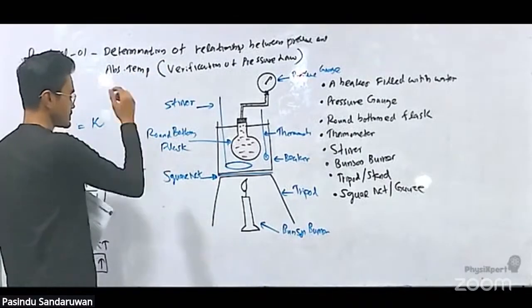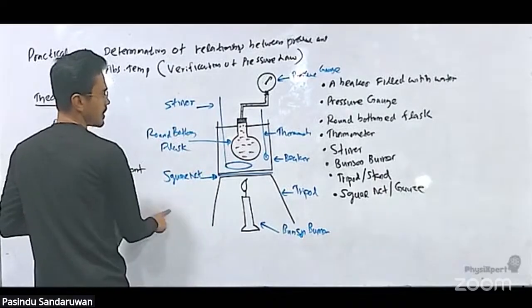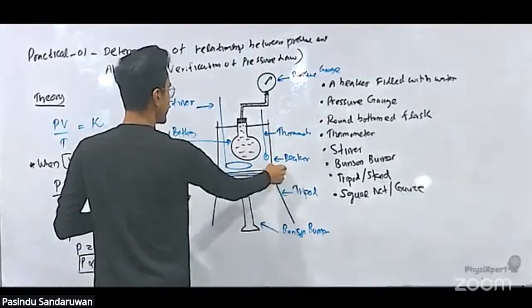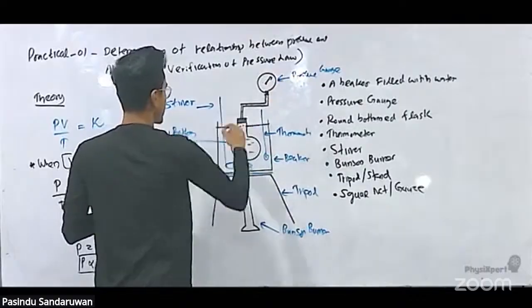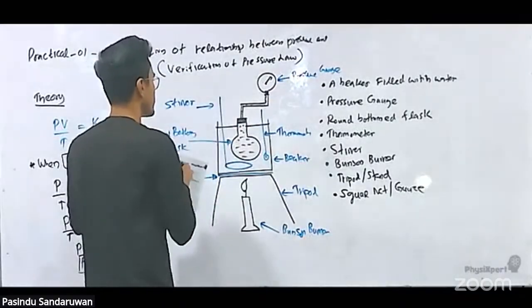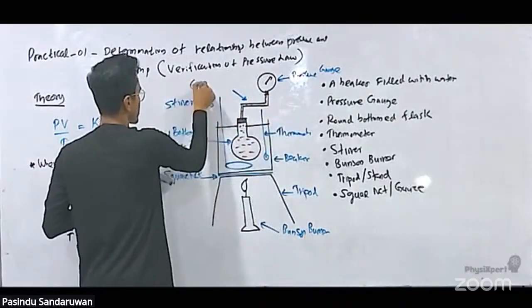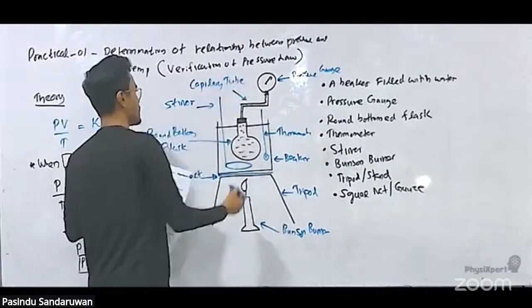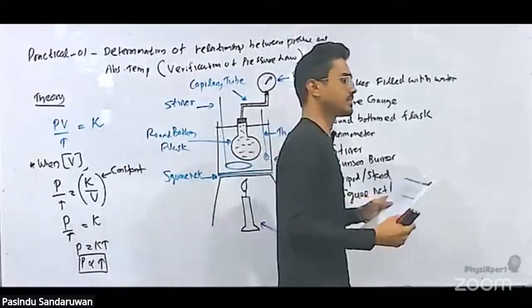Right. Check this again. Square net, or wire gauze as it is called. Square net, Bunsen burner, tripod, beaker, thermometer, round bottom flask, stirrer, pressure gauge. Right. And these are capillary tube. Include this too. These are capillary tube.